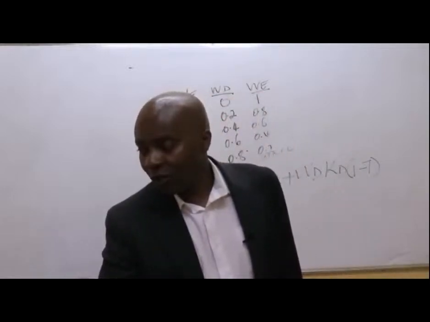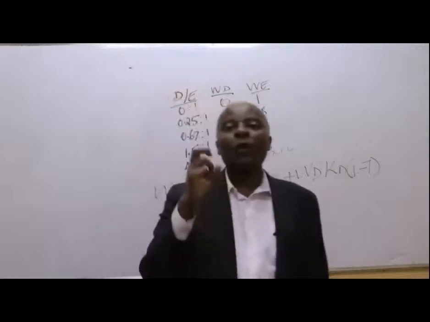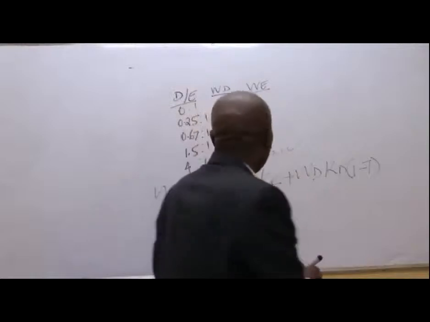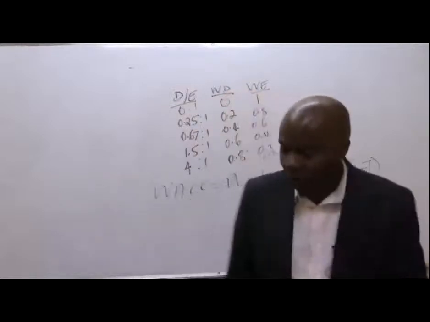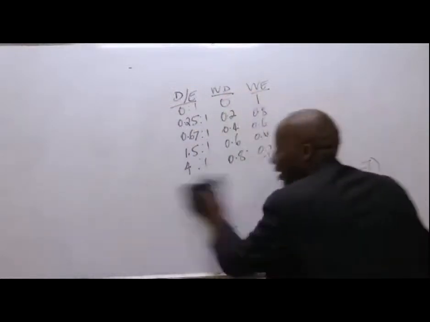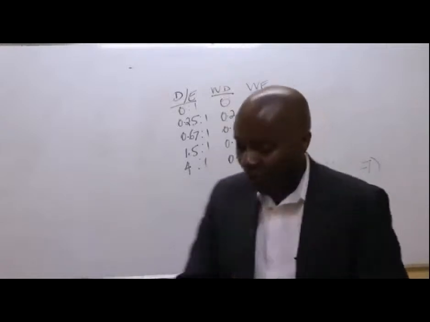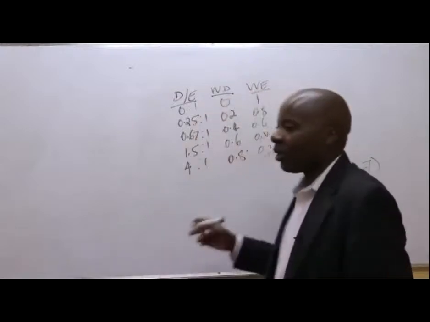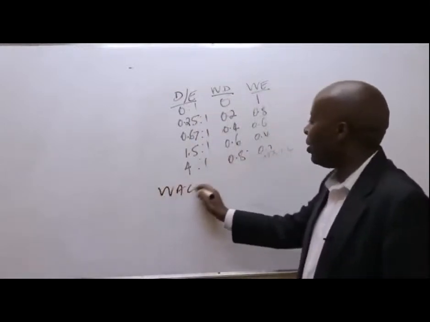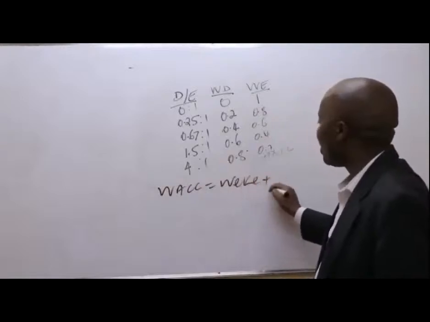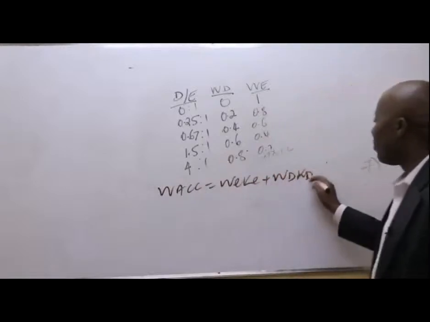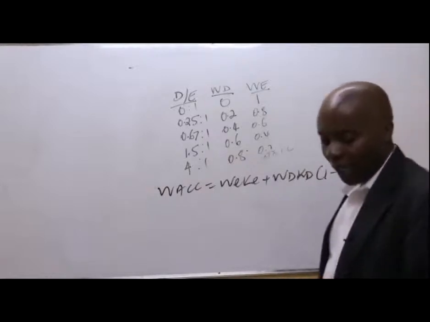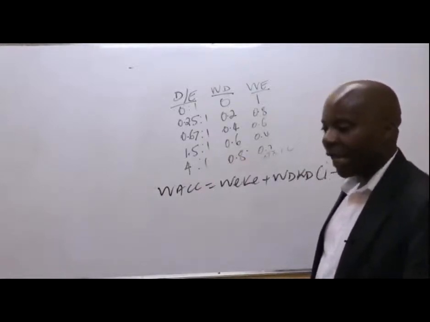So you've gone to an exam. You've known that for optimality, we need to look for the lowest WACC. And you have known that to get this WACC, what we need to do is say WACC equals weight of equity times cost of equity, plus weight of debt times cost of debt. But now remember that this cost of debt has to be adjusted for taxation.